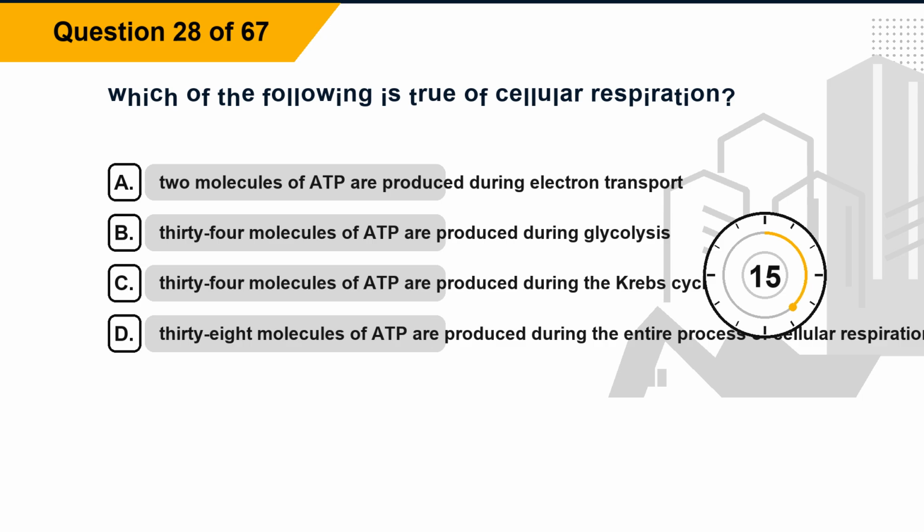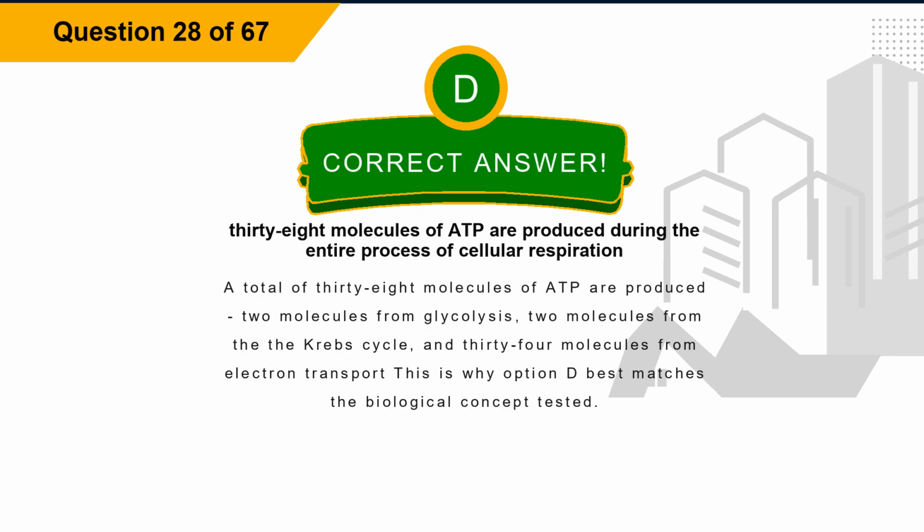Option B, 34 molecules of ADP are produced during glycolysis. Option C, 34 molecules of ADP are produced during the Krebs cycle. Option D, 38 molecules of ATP are produced during the entire process of cellular respiration. The correct answer is option D, 38 molecules of ATP are produced during the entire process of cellular respiration.